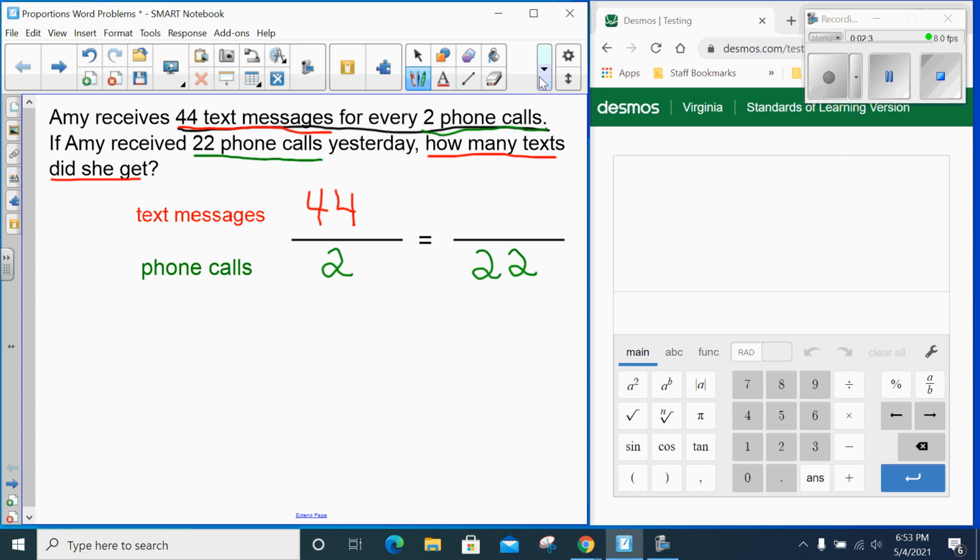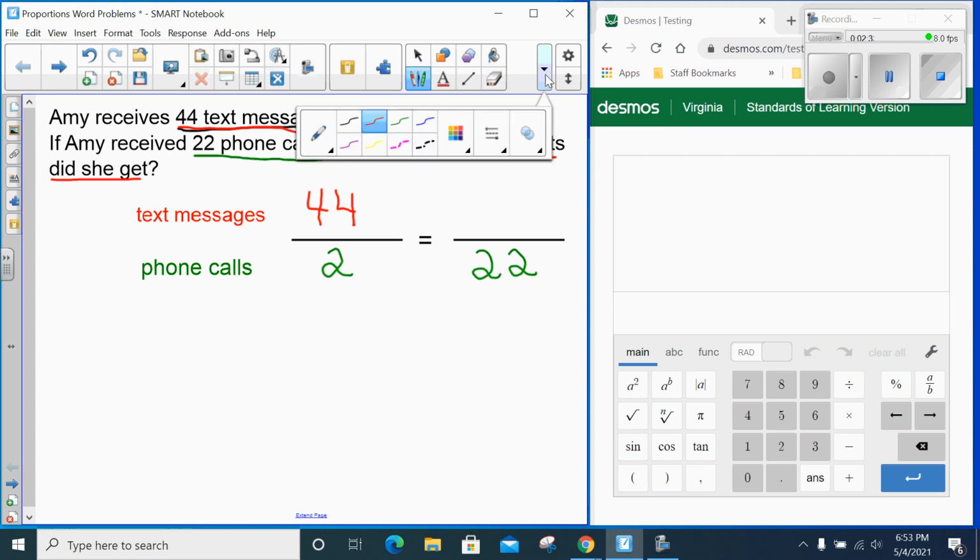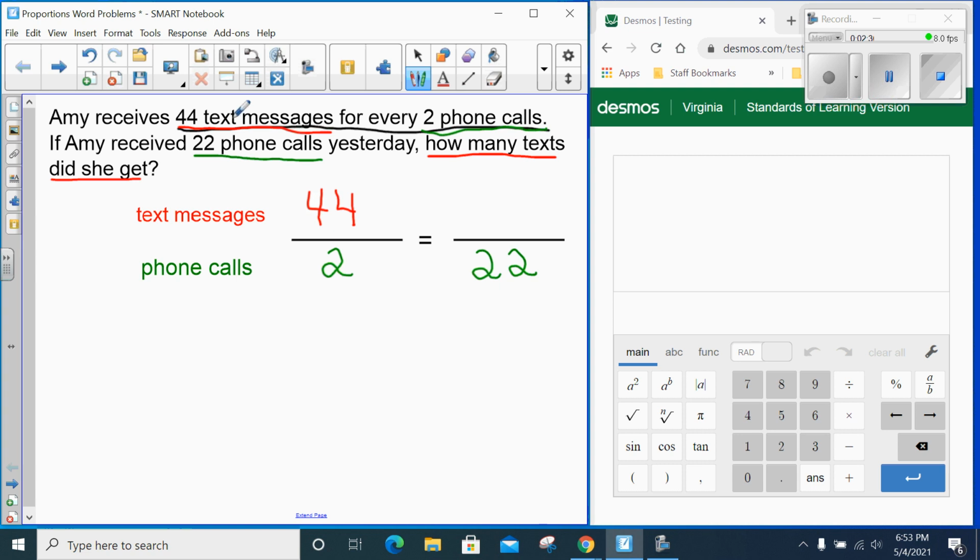Now, the last thing I need to do is fill in the spot for the missing number. I know that she got 44 text messages for every 2 phone calls, but now I want to know how many text messages she would get for 22 phone calls. So I don't know this number here. I'm going to go ahead and replace it with X.